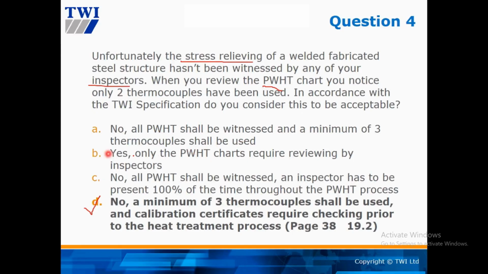B, yes, only the post-weld heat treatment chart is required to be reviewed by the inspector. C, no, all post-weld heat treatment shall be witnessed. An inspector has to be present 100% of the time throughout the post-weld heat treatment process.